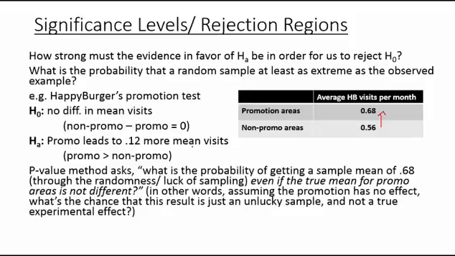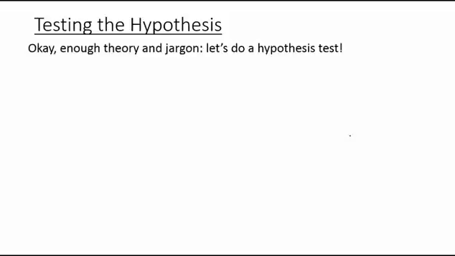And what the p-value method does, it says what is the probability of getting this sample mean just through randomness and luck of sampling, even if the true mean for promotion areas is not different. In other words, assuming the promotion has no effect, what's the chance that we would observe this result from a sample, just getting unlucky? Well, I shouldn't say bad, an unlucky sample. Okay, so that's the question we're asking. We've got our null and alternative hypothesis. We're familiar with the different kinds of error we have to be aware of. Now I think we're really ready to do some math, answer that question, and come up with a p-value. So let's do a hypothesis test.